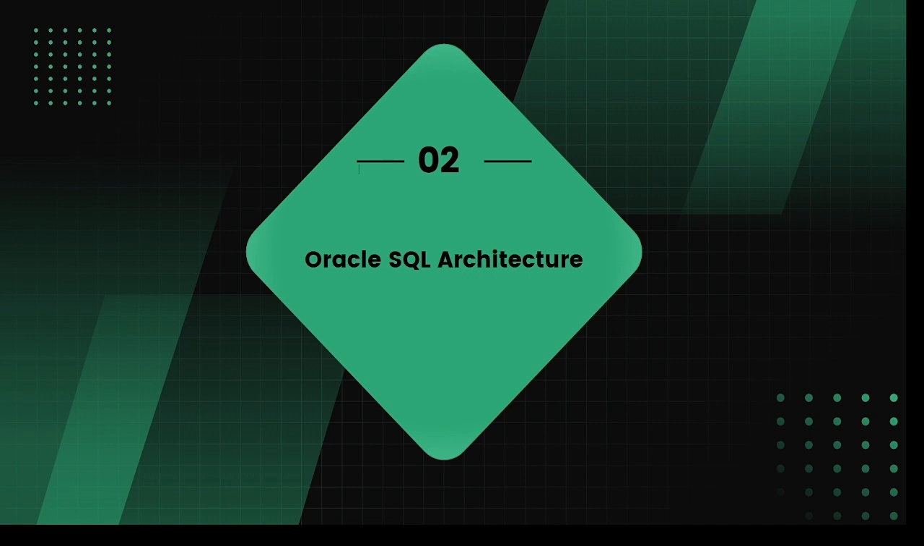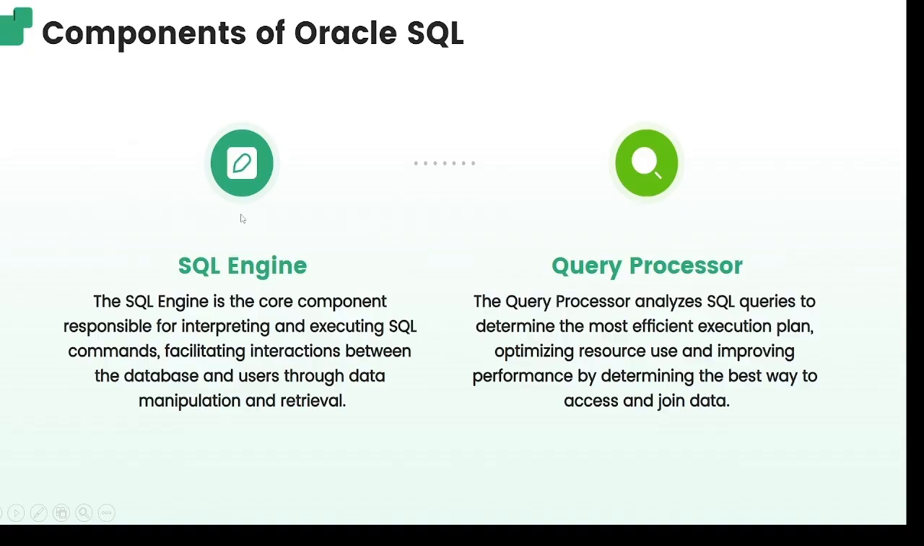Let's now take a closer look at the core components that make up the architecture of Oracle SQL. These are the parts that work behind the scenes to process your queries. So, the first key component is the SQL engine. You can think of the SQL engine as the brain of the SQL system. Here it is responsible for understanding and carrying out SQL commands.